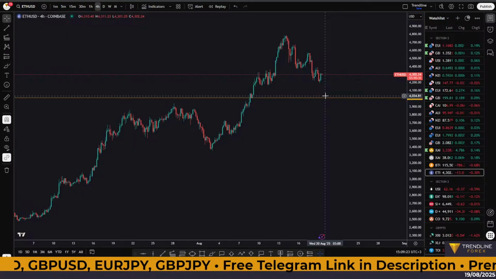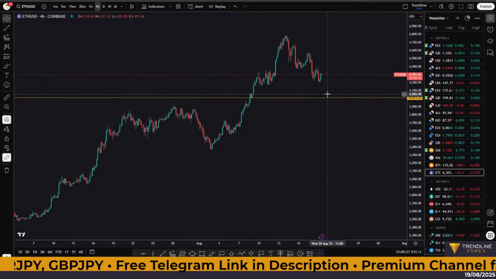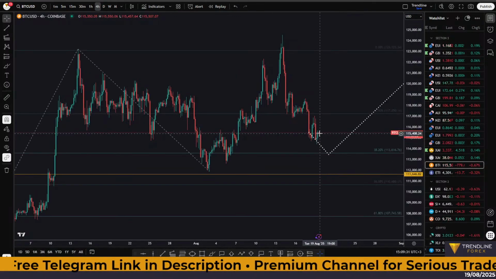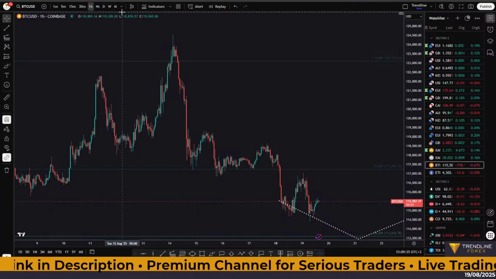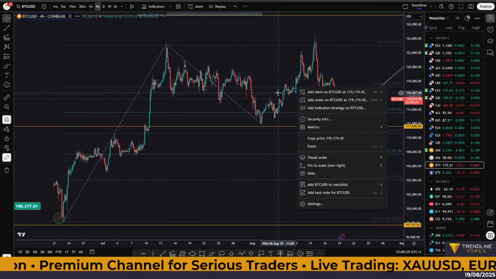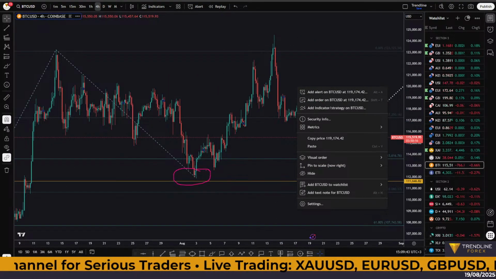And if we're talking about levels on Ethereum that can do the job, then this is going to be 4,000 for Ethereum. And then we have Bitcoin, still bearish.